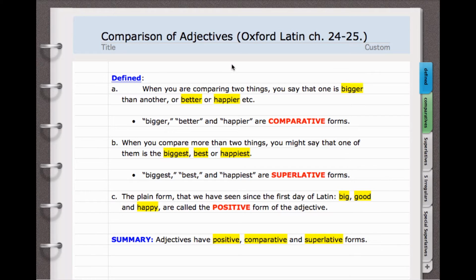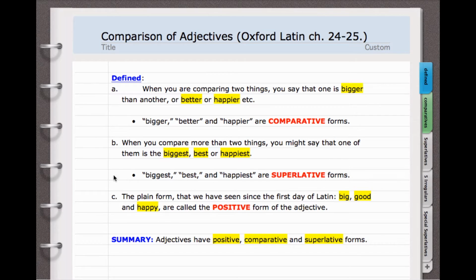Let's start with definitions. Comparative is when you're comparing two things. You say that one is bigger, better, or happier than another. Generally, that's with two things. Those are the comparative forms. When you compare more than two things, you might say that one of them is the biggest, the best, or the happiest. Biggest, best, and happiest are superlative forms.